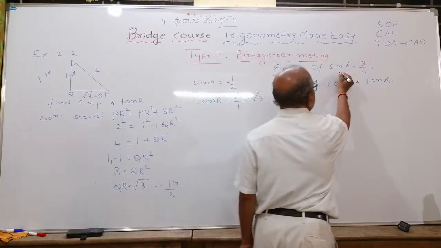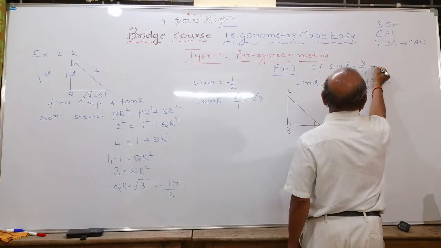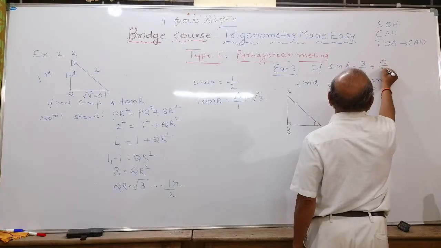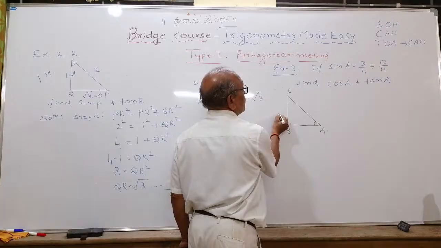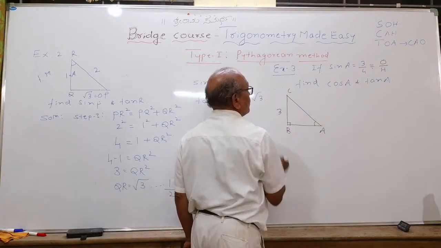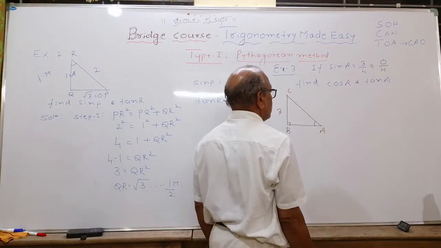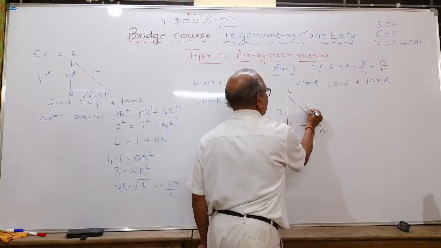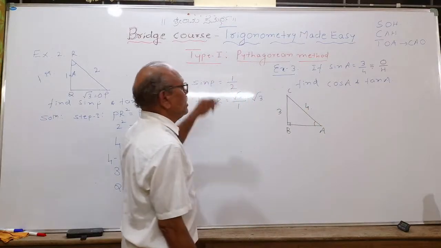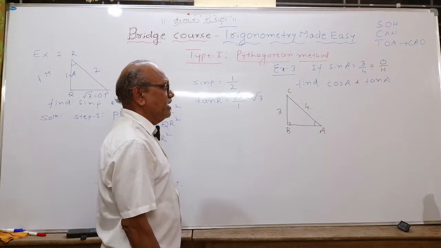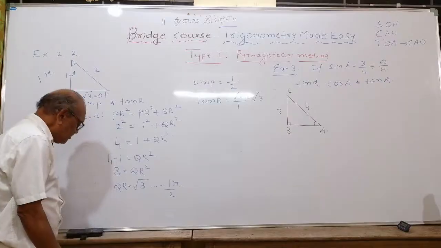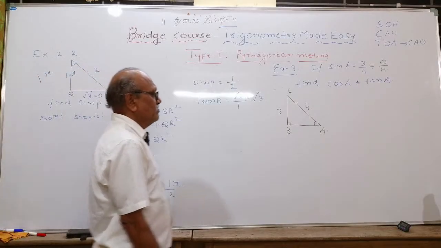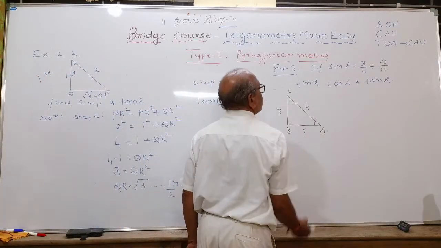When they have given sin A, what is the definition of sin A? Opposite upon hypotenuse. With respect to A, what is opposite? Opposite is 3, isn't it? What is hypotenuse? Hypotenuse is 4. Again, it is based on the type 1 question. You are asked to get cos A and tan A. Use Pythagoras theorem and tell me the adjacent. Try to get AB.